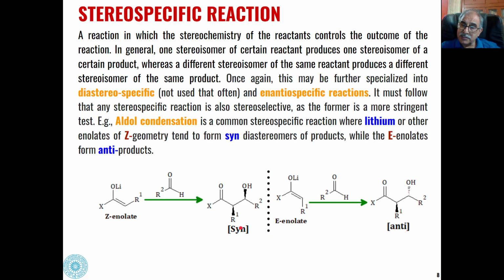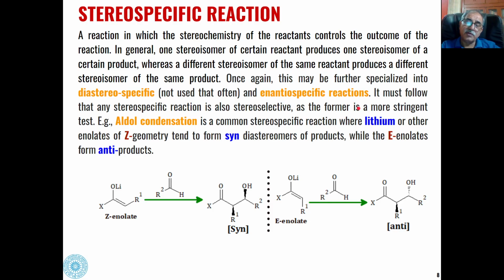So you can see that different diastereomeric products have been given by different isomers in the same reaction, and such types of reactions are called stereospecific reactions. If a diastereomeric product is formed, these are called diastereospecific reactions. If enantiomers are formed, then these are called enantiospecific reactions.